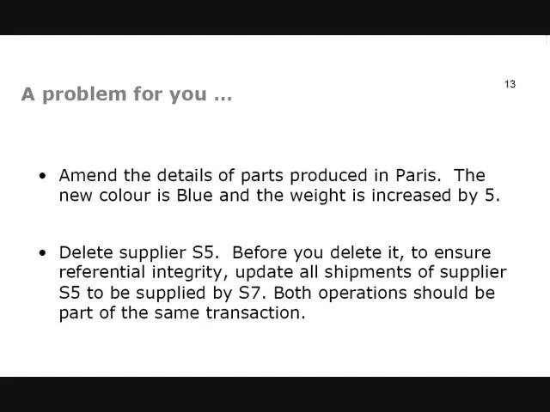set S number equal to S7. Where? Because I don't want to do this for all of them. I want to do it for only some tuples. So I now need a where condition where S number equals S5. That is it. So that is going to go and take all of the shipments that had a supplier of S5 and make them S7.